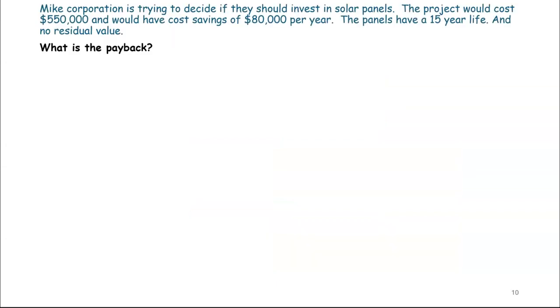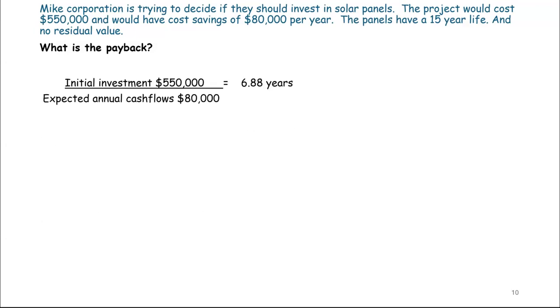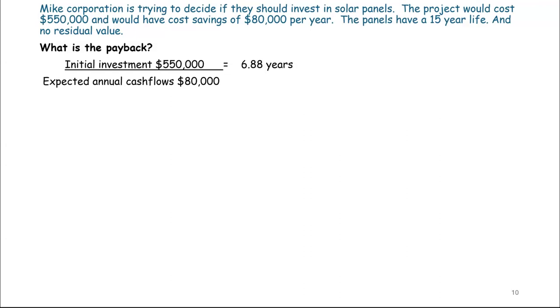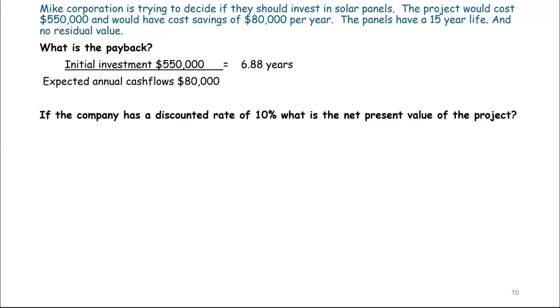So here's an example. We have Mike who's trying to decide whether to invest in solar panels. The project would cost $550,000 and would save $80,000 a year. The panels have a 15-year life and no residual value. First, what's the payback? The payback is almost 7 years. That's a long time. A lot can happen in 7 years. If the company has a discount rate of 10%, what is the net present value of the project?